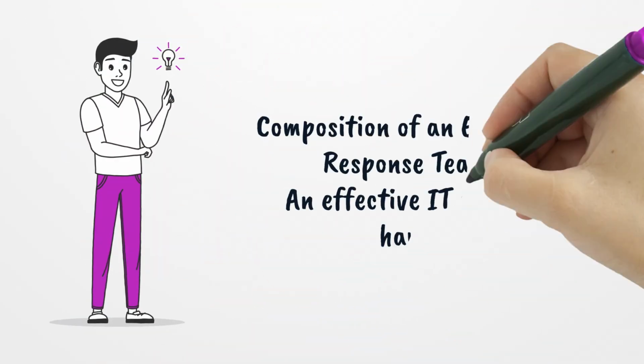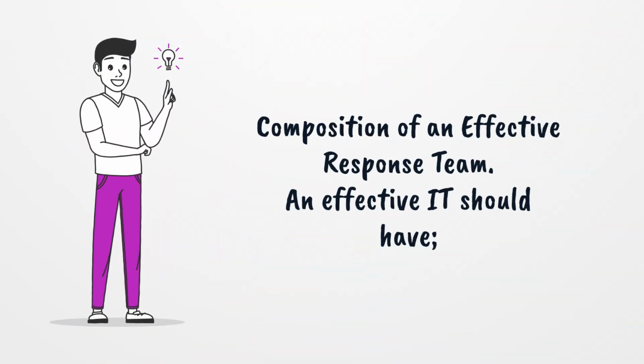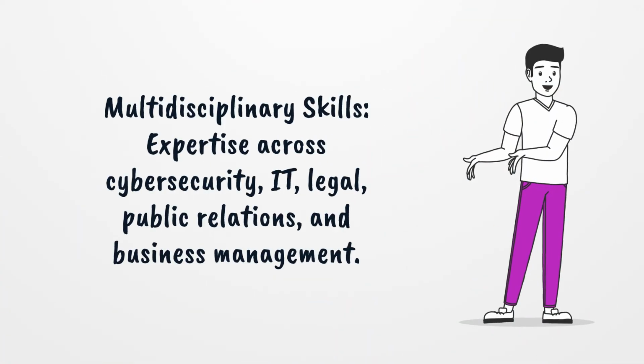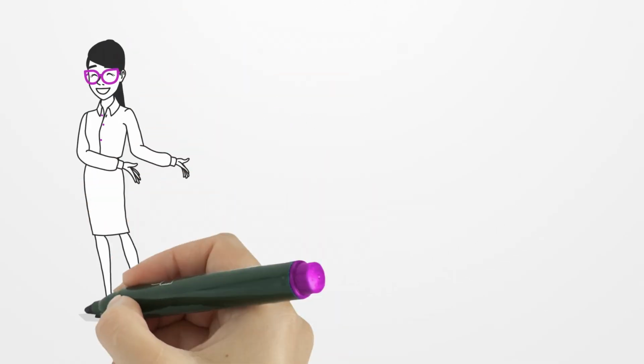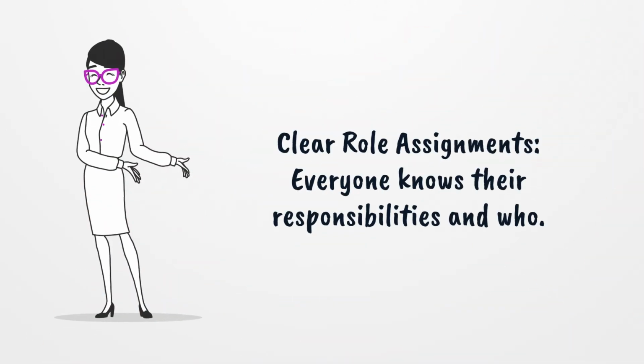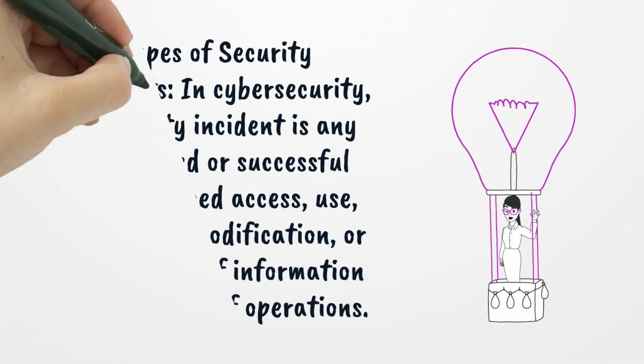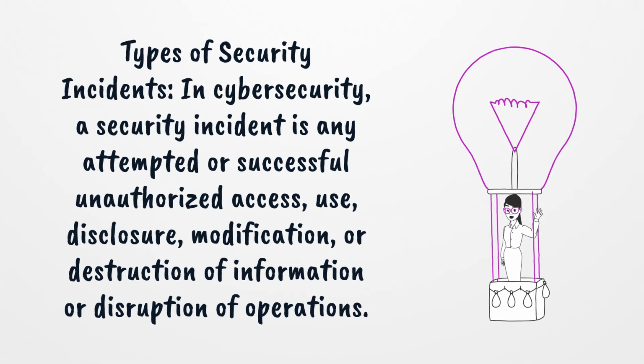Composition of an effective response team. An effective IRT should have multidisciplinary skills, expertise across cybersecurity, IT, legal, public relations, and business management. Clear role assignments, everyone knows their responsibilities and who to report to. Types of security incidents. In cybersecurity, a security incident is any attempted or successful unauthorized access, use, disclosure, modification, or destruction of information or disruption of operations.